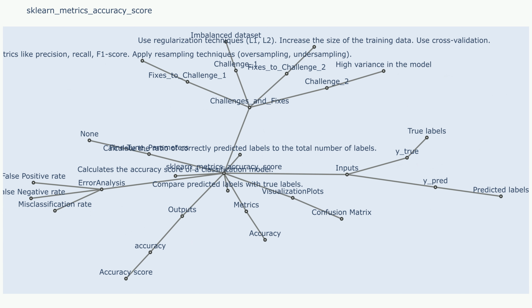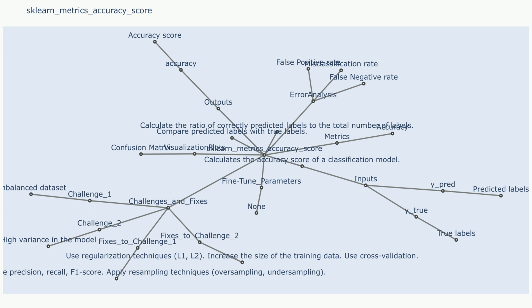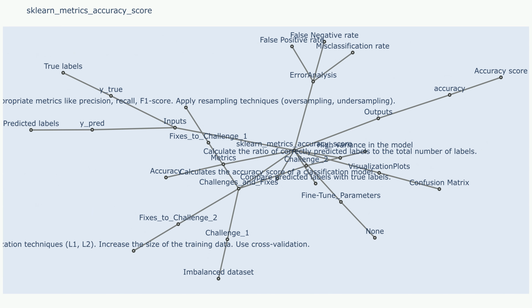Inputs: y_true, the true labels of the data. Typically a 1D array of integers representing the class labels. y_pred, the predicted labels by the classification model. Also a 1D array of integers. Outputs: accuracy, a single floating point number representing the accuracy score, ranging from 0.0 to 1.0, where 1.0 indicates perfect accuracy.